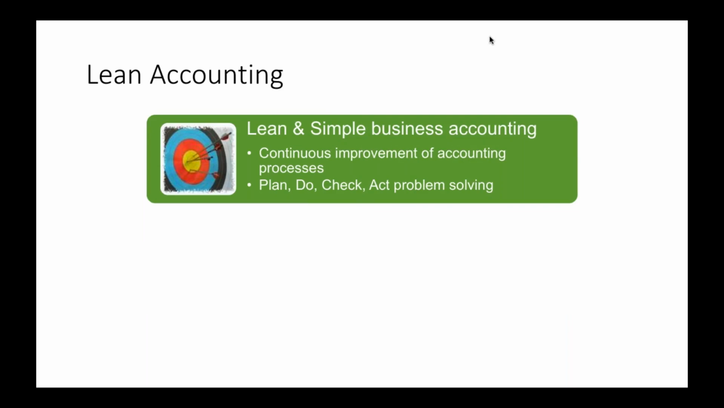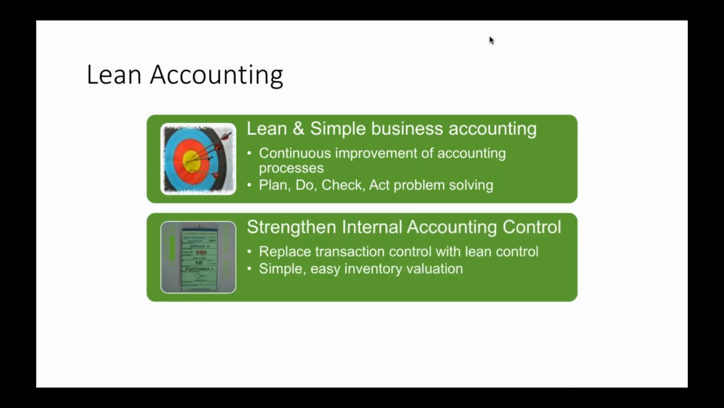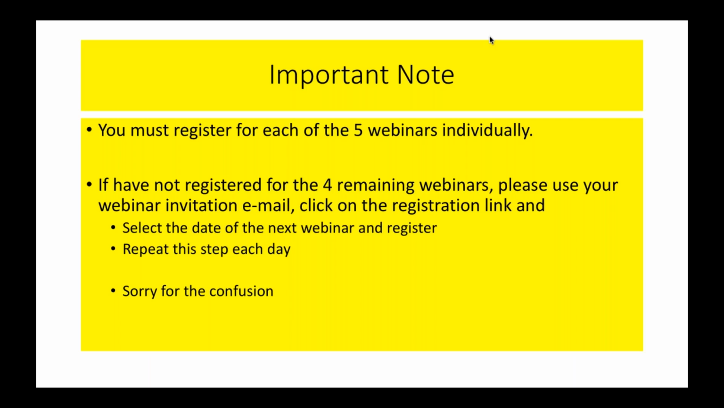Just to wrap things up, we're trying to create lean and simple business accounting. We want to improve our management accounting system, and we want to solve problems inside that. We want to actually strengthen our overall internal control system. Lean controls do a great deal better of controlling a business than old transactional controls. So we're in the wrap-up stage here, and I'll open it up for questions in a little bit.